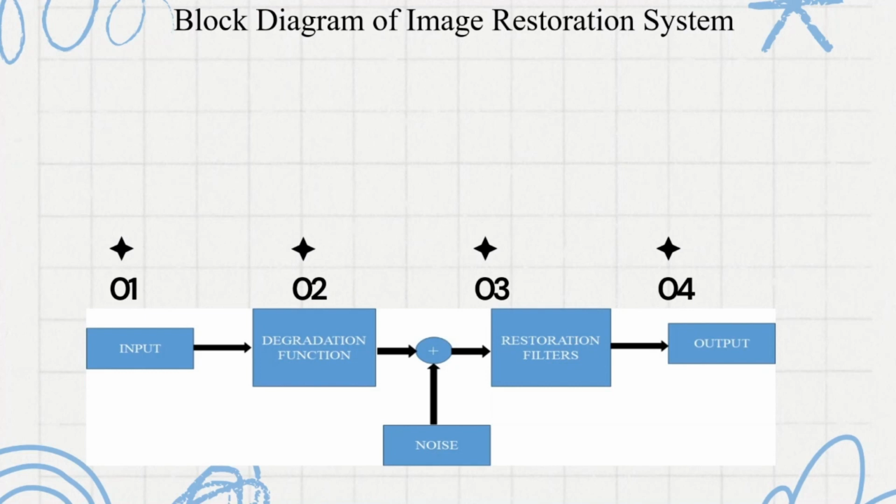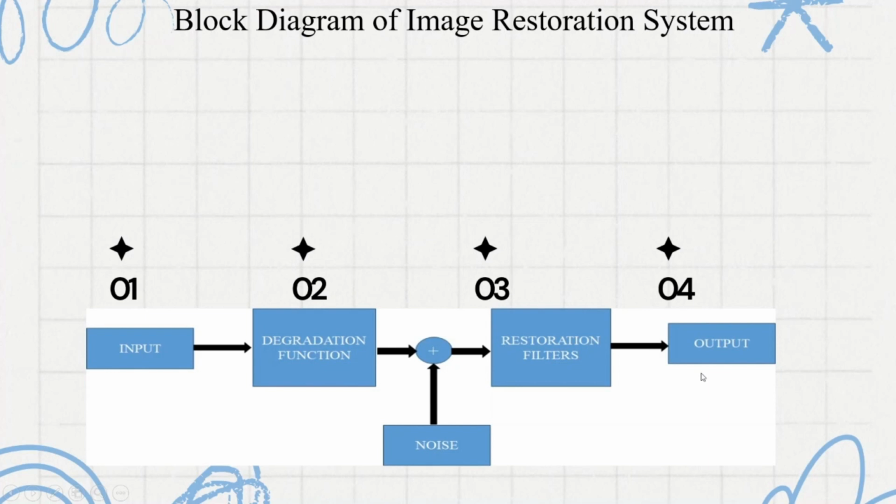Some, like inverse filtering, try to undo the blur but make the noise worse. Others, like Wiener filtering, find a middle ground between removing noise and keeping image details. And deconvolution filters specifically address blur caused by camera movement, while wavelet-based restoration is effective for removing noise while keeping sharp edges. Lastly, it is output image.